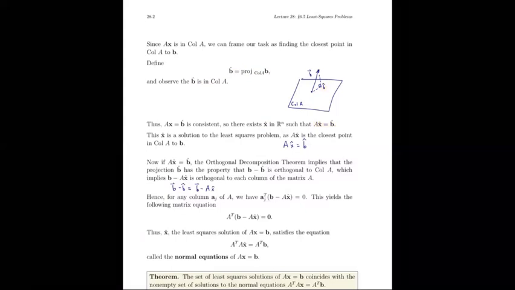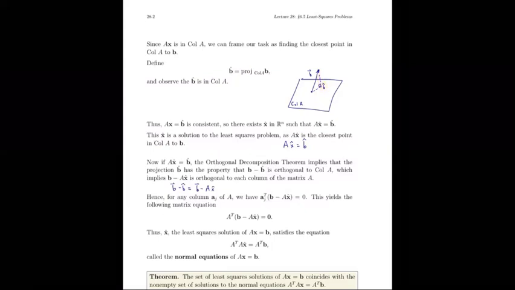So with this, X hat is a solution to the least squares problem, since AX hat, which is equal to B hat, is in the column space and is the closest point in the column space of A to the point B, right? So this B hat, which is equal to AX hat, is the solution to the least squares problem because it'll minimize the distance from B to the subspace, the column space of A.